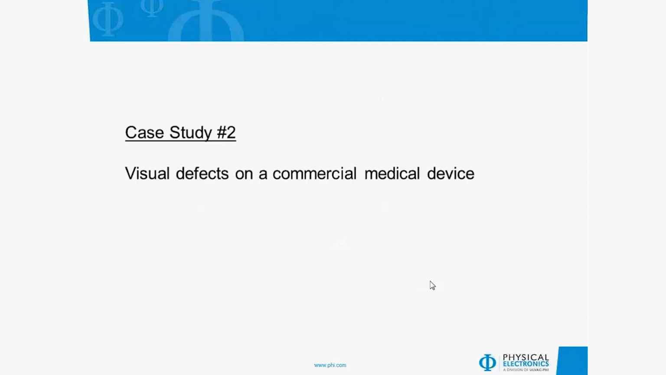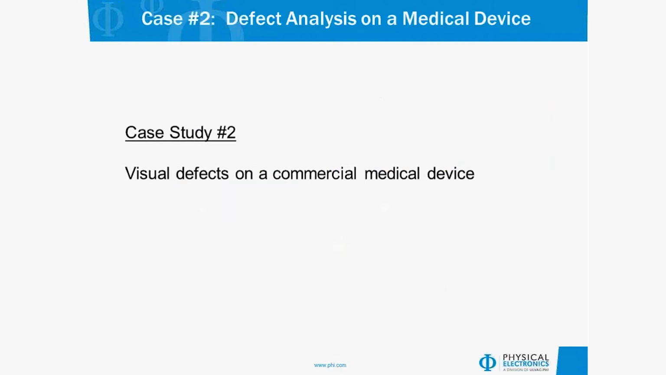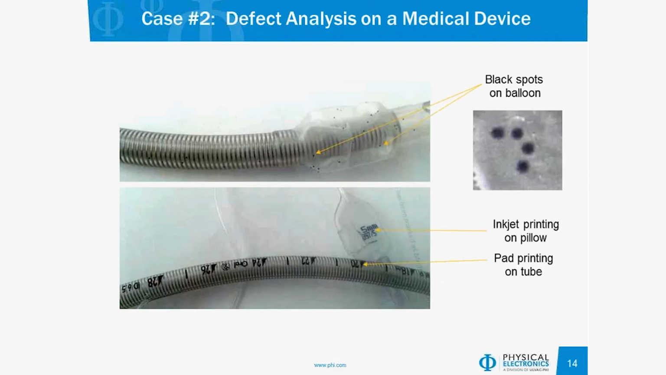So moving on, case study #2 is visual defects in a commercial medical device. So in this particular medical device, there were black spots throughout on the medical device. On the balloon as well as on the tube here, it may be difficult to see. So here's a blow-up of an optical. They're just round black spots.